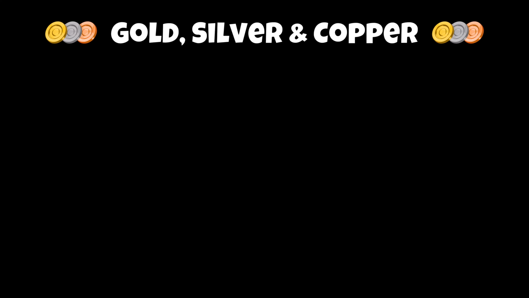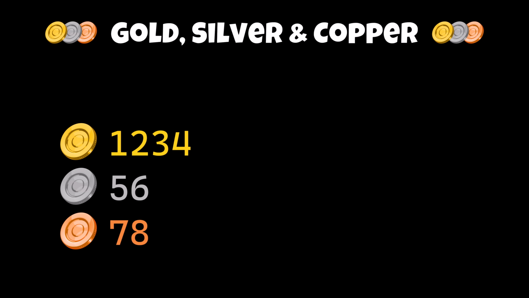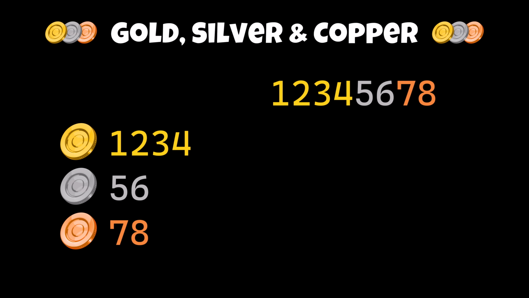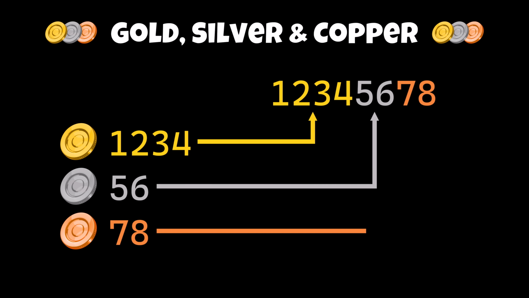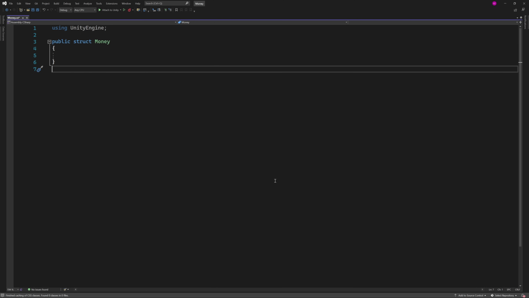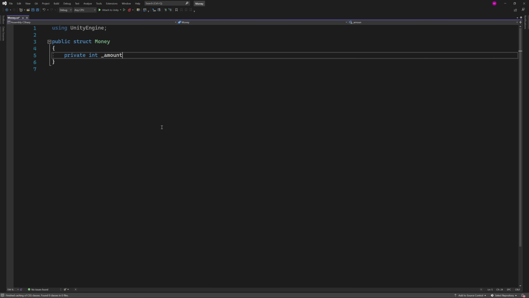Let's take a look at this quantity of money. 1234 gold coins, 56 silver coins, and 78 copper coins. We could store this value in a single number, which would represent the total quantity of copper coins. Having a single number will help simplify the calculations. We'll therefore declare a single int, which we'll call amount.